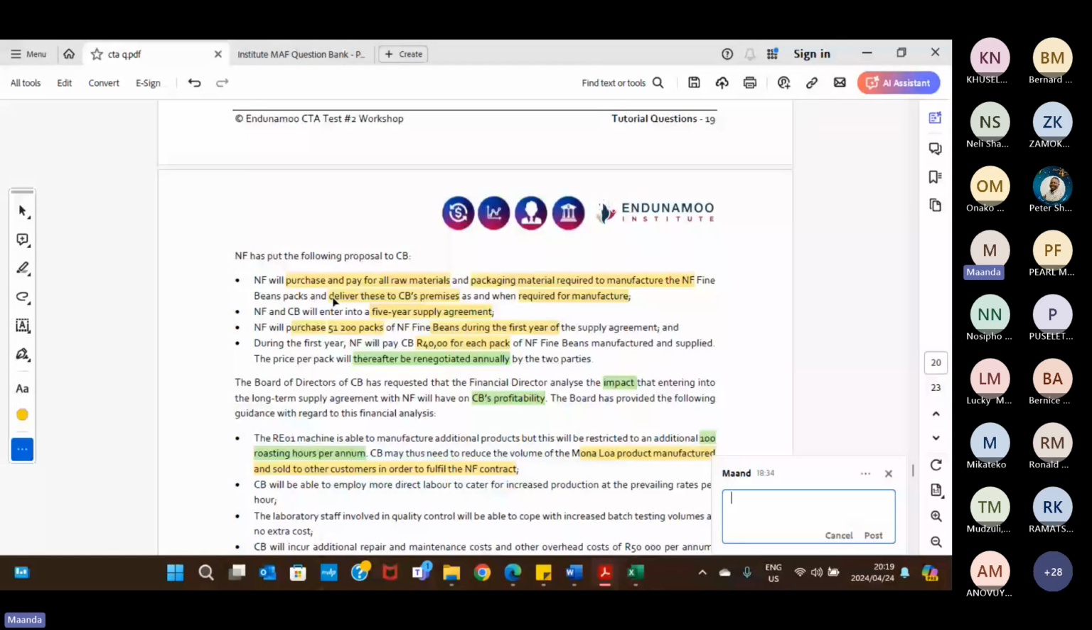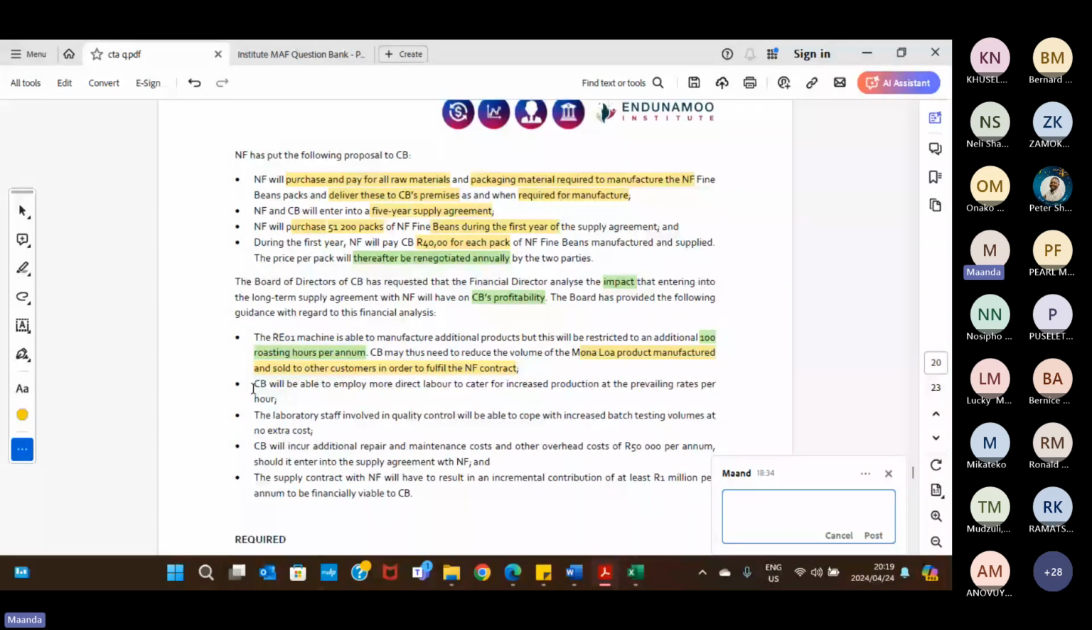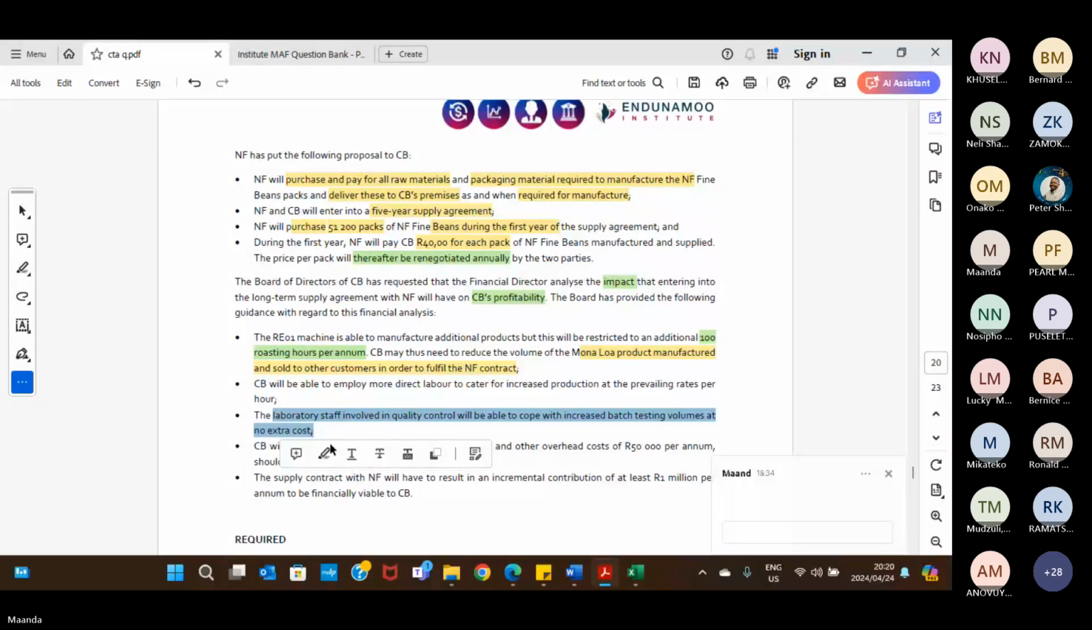So CB will be able to employ more direct laborers to cater for increased production at the prevailing rate. So it means we're going to add more relevant cost. The lab staff involved in quality control will be able to cope with the increased batch testing volumes at no extra cost. What does this mean? The cost is irrelevant.